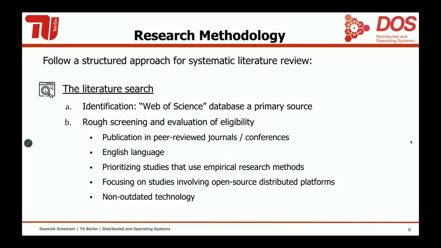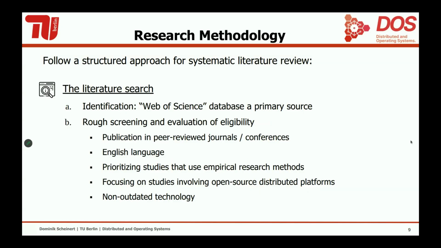And then we followed through with the actual literature search. For the identification of relevant literature, we used the Web of Science database as a primary source, because there is also research showing that it is a favorable source in how you can search literature and also in the deterministic way of retrieving results. So this was a good thing to consider.